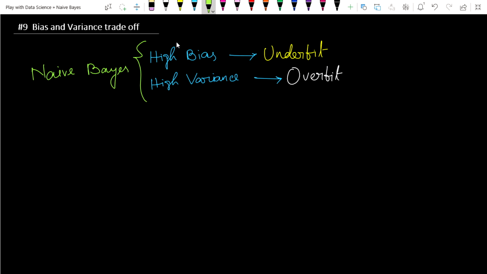We have learned hyperparameter tuning. Hyperparameter tuning here means Laplace smoothing. When we saw Laplace smoothing in earlier classes, alpha is our hyperparameter. So increasing or decreasing the value of alpha is how we tackle the tradeoff between these two things, bias and variance.